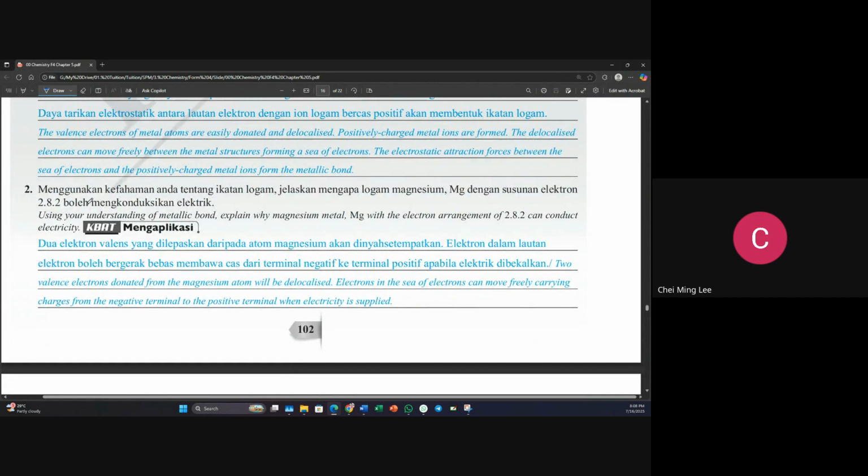Now, using your understanding of metallic bond, explain why magnesium metal with the electron arrangement of 2,8,2 can conduct electricity. Because two valence electrons are donated from each magnesium atom, which will be delocalized. Then the electrons in the sea of electrons can move freely, carrying charge from the negative terminal to the positive terminal when electricity is supplied. Right, that's the answer. Easy, huh?